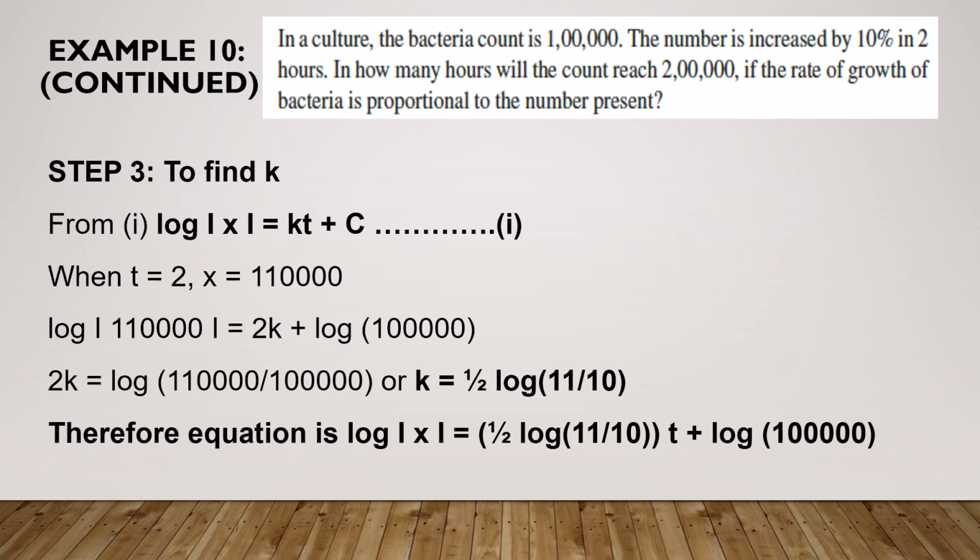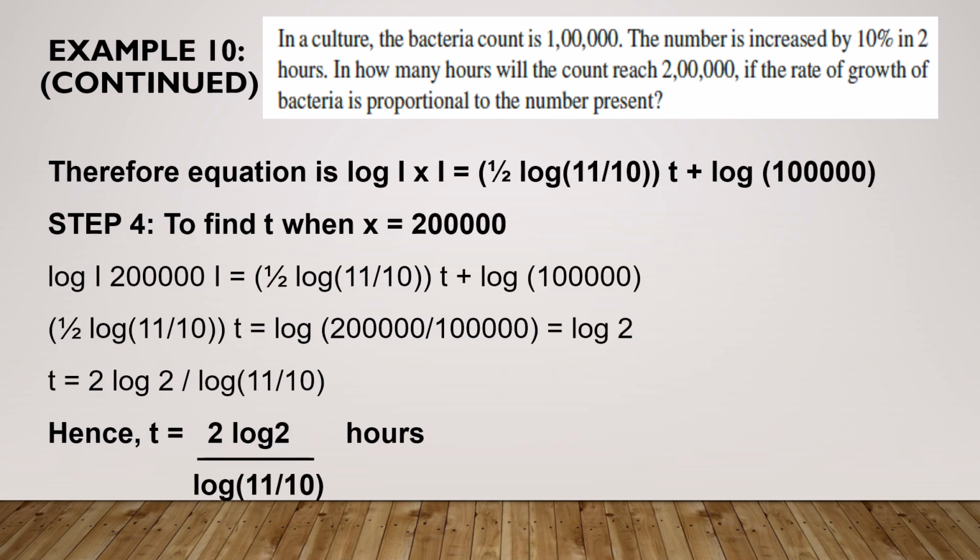So the next condition given to us is when t equal to 2, x is equal to 1 lakh 10,000. So now in our given equation, already c is log of 1 lakh, and put t equal to 2, x is equal to 1 lakh 10,000, you will get this equation. So when you simplify it, you will be getting the value of k as half of log of 11 by 10. So now what is our main equation? Log mod x is equal to k into t plus c. That means half log of 11 by 10 into t plus log of 1 lakh.